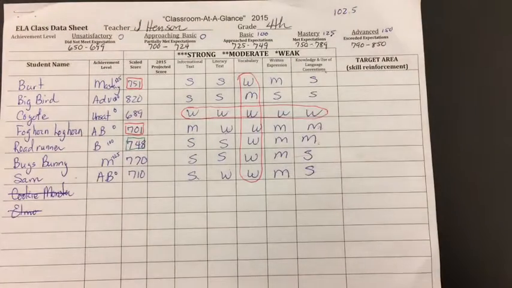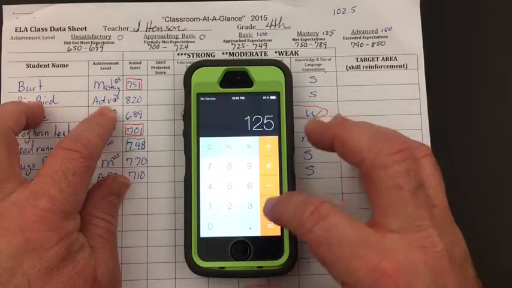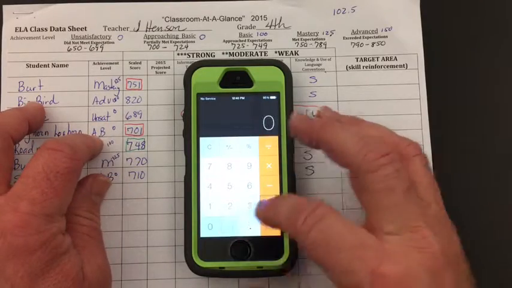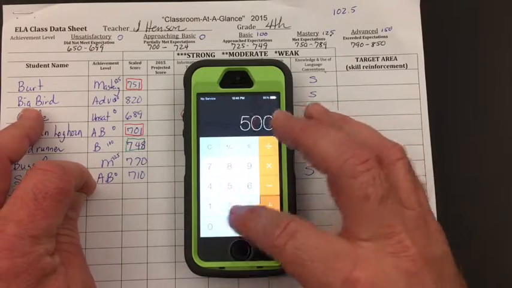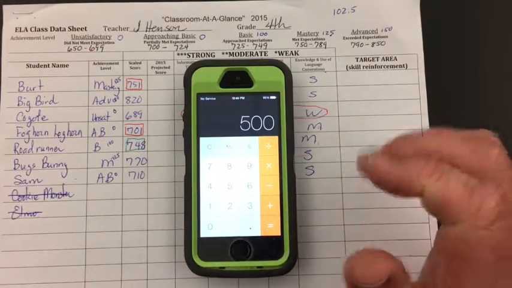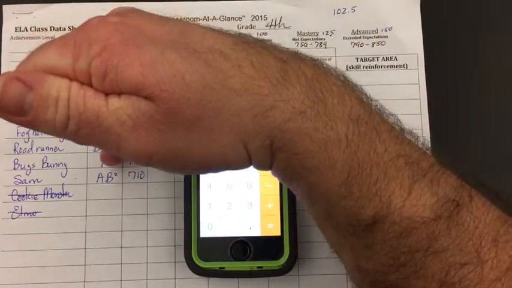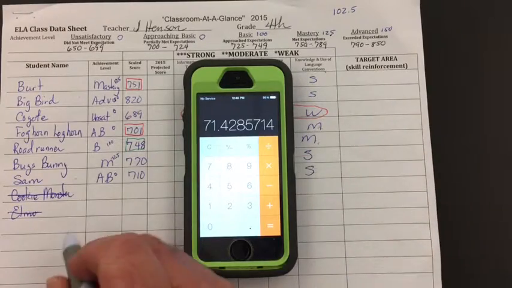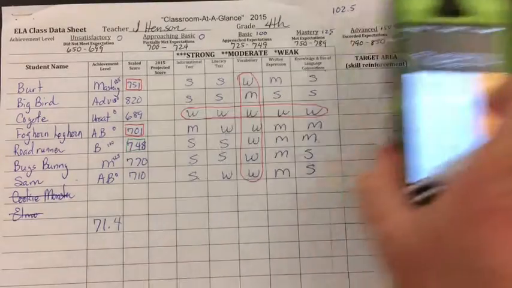So let's figure our scores. First of all, 125 plus 150 plus 0 plus 0 plus 100 plus 125 plus 0 gives me a total index of 500. Divided by 1, 2, 3, 4, 5, 6, 7, divided by 7 students, gives me a class score of 71.4.